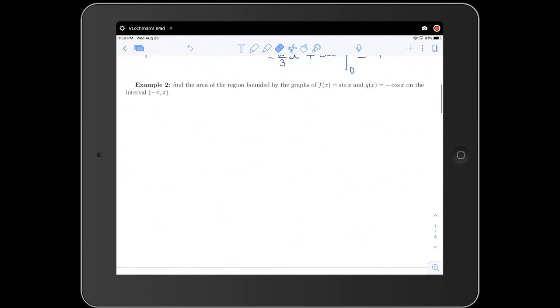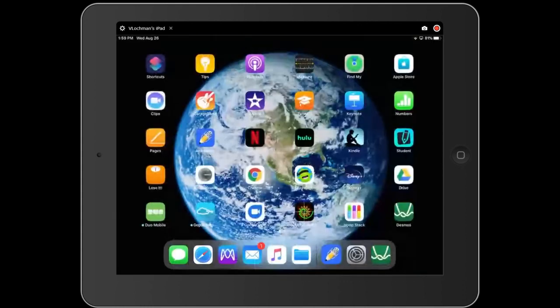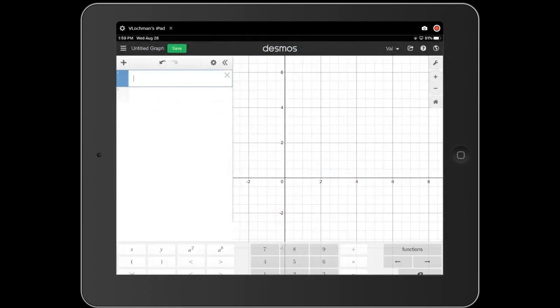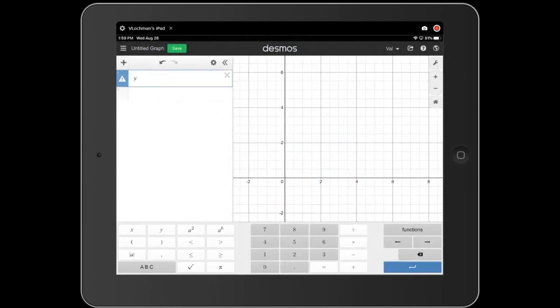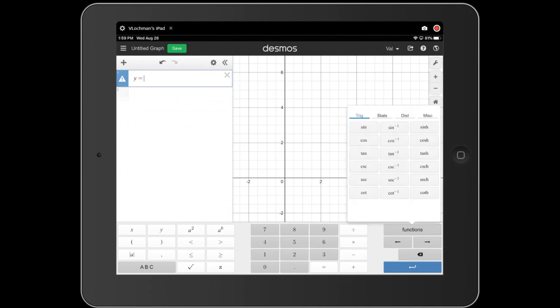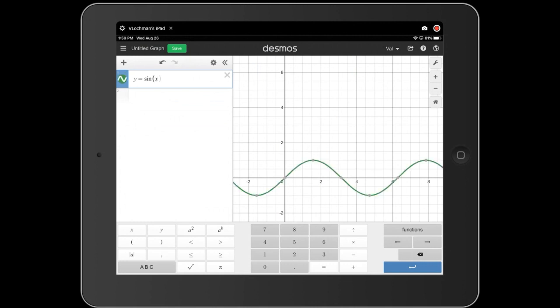Let's take a look at another example. Now we have trig functions. We have a sine function and a negative cosine function. The interval is from negative pi to pi. Once again, I'm going to go to Desmos and graph it here. y is equal to sine of x is my first function, and my second function is y is equal to negative cosine of x.